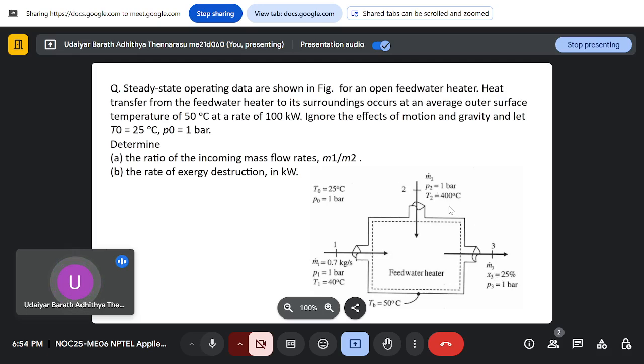So basically you are mixing steam with water, and this water is getting converted into steam in the process, but at a lower temperature, and you are getting some steam plus water mixture out. This open feed water heater is at 50 degrees Celsius and it is rejecting heat to the ambient, which is 100 kilowatt. So for this we need to find out the mass and then the exergy destruction.